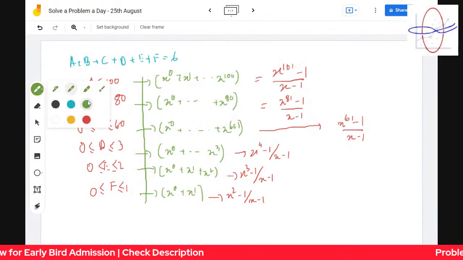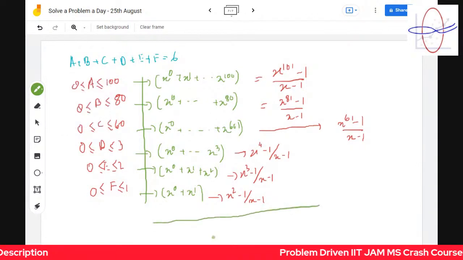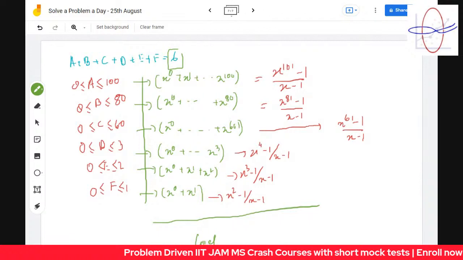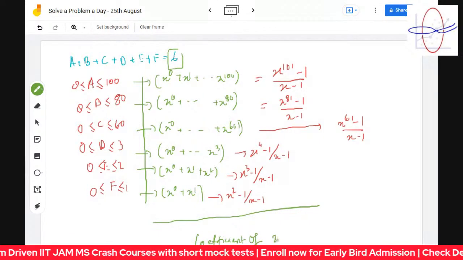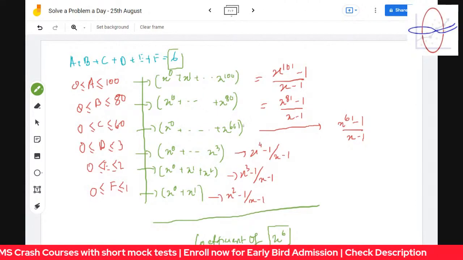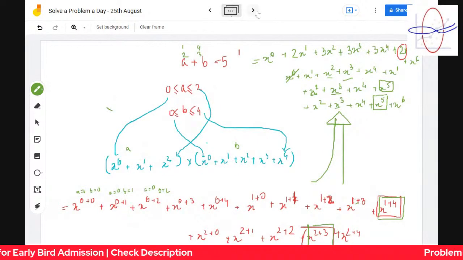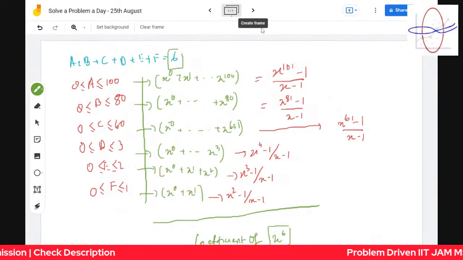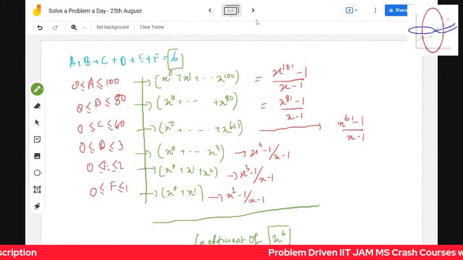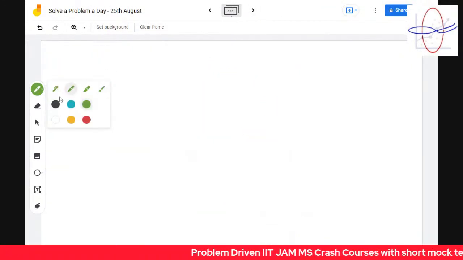And what we need to do, we need to multiply all this up and find the coefficient of what? Coefficient of x to the power 6, because 6 is the final sum over here. Coefficient of x to the power 6 after multiplying this. And I have explained to you how this is coming up by this short example. Okay, so similarly, let's do this. And after doing this, you will get the following.